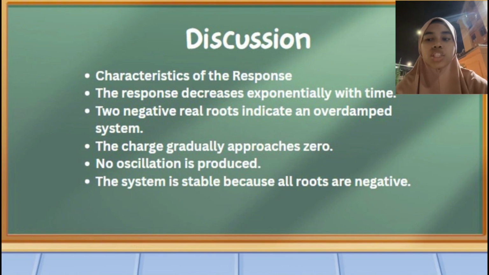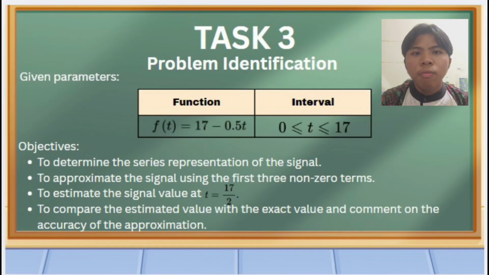Thank you very much. Before we move on to the last task, which is task 3, let me introduce myself first. My name is Muhammad Akmal Hakim bin Abdul Rahman and my metric number is 125039.